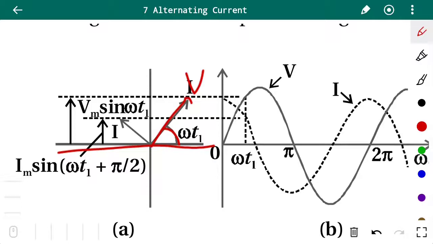That means you have to take this omega t1 and add 90 degrees to it. After adding this 90 degrees, we get a vector that is nothing but I. Taking the projection of I and V on the y-axis, the projection of I will be Im sin omega t1 plus pi by 2, and the projection of V will give us Vm sin omega t1. So this is the phasor diagram.